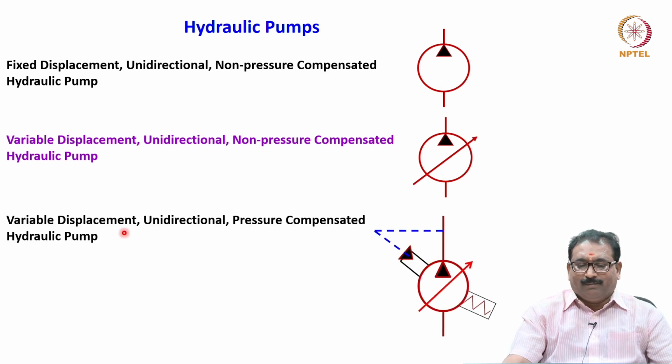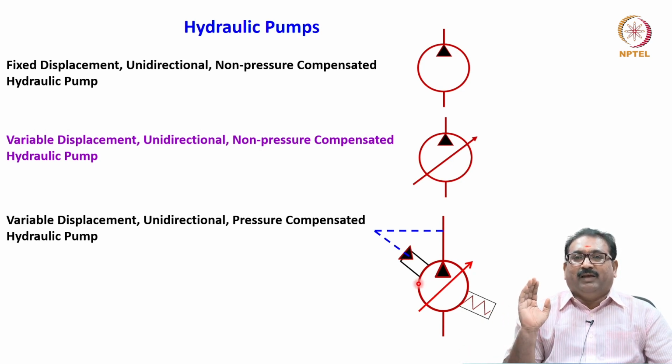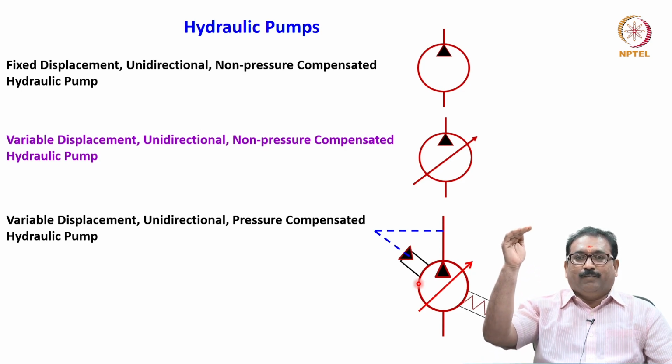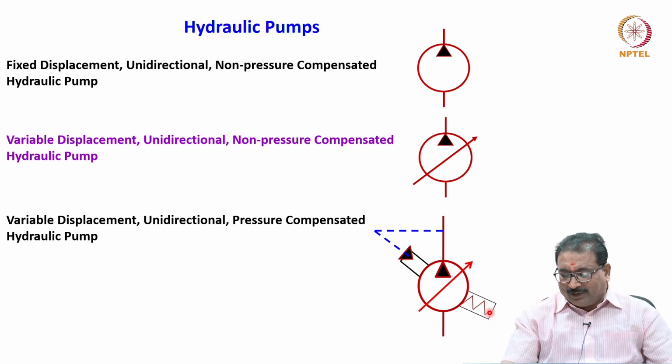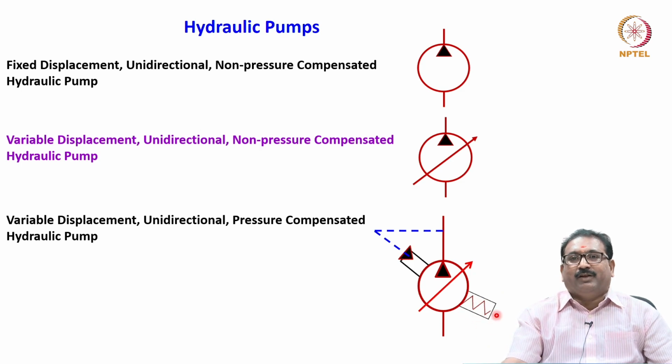Variable displacement pump, unidirectional, pressure compensated hydraulic pump. When you are using the pressure compensated pump, you do not need a pressure relief valve, because the pump itself will take care of catastrophic pressure in the system lines. If pressure increases, you will see here how they are represented. The spring is there, you set the pressure whatever you require. For example, I will set here 100 bar.